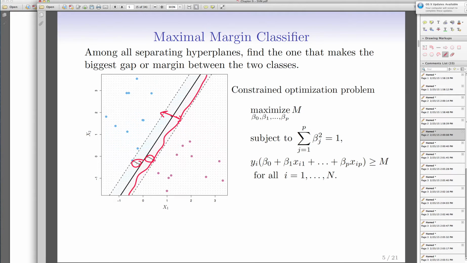If it's too close to one, it will automatically be far away from the other one. So the one that balances the two is the one that is considered the best.